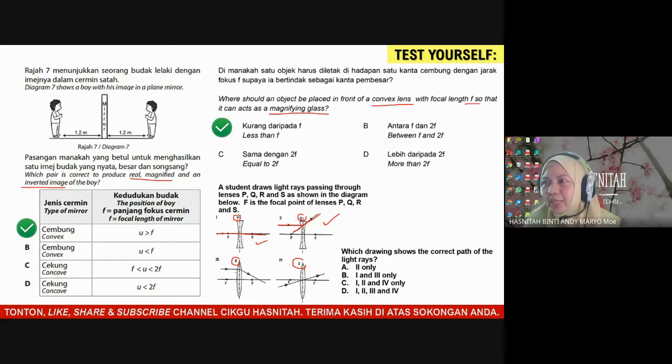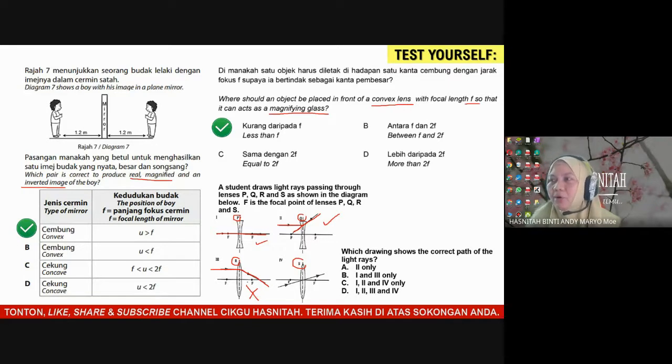How about number 3? Students, number 3, correct or not? We have a convex lens. The light travels parallel to the principal axis and it converges here. It shows it does not converge at the focal point. So this is wrong.